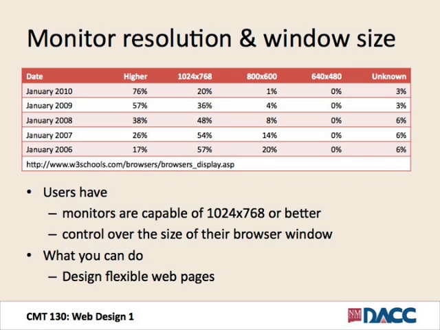So two other things that are going to affect how your web page looks to the end user are monitor resolution and window size. Fortunately, monitors have been getting bigger and have more resolution over the years, so currently just about all users have monitors that are capable of 1024 by 768 or better. So that's good news. But you also have to remember that your user has control over the size of their browser window. It can be tiny or it can be full screen. So what you can do is, again, design flexible web pages. So you need to have a web page that works on the tiny window and the big window, the monitor with small resolution and the monitor with big resolution.